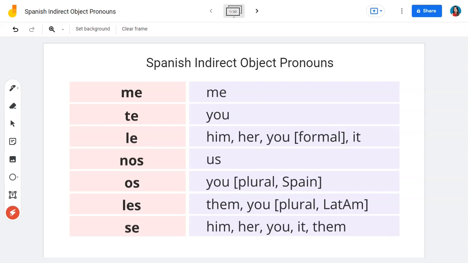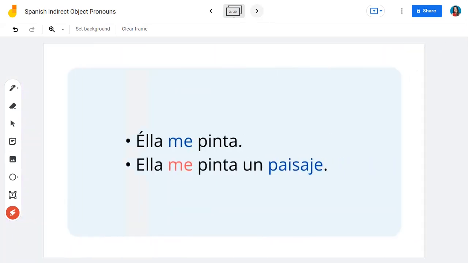Now let's find out why these are called indirect object pronouns with an example. Now take a look at the word me. The one in blue is a direct object. The one in red is an indirect object. So in Spanish, indirect object pronouns are used to express for what or for whom, or to what or to whom the action of the sentence is done or performed.